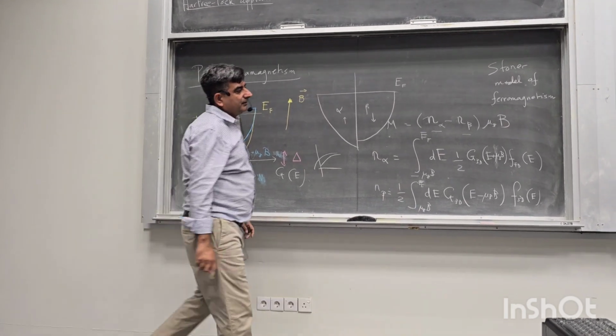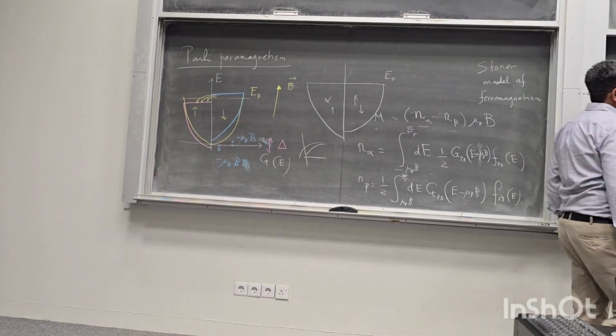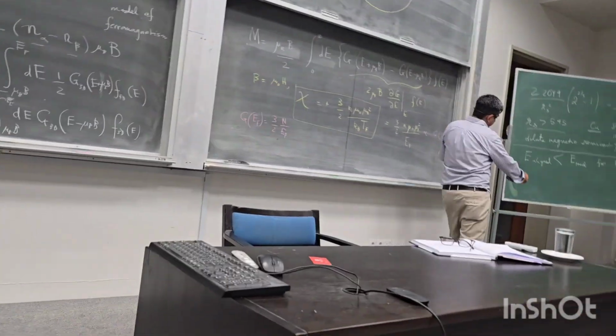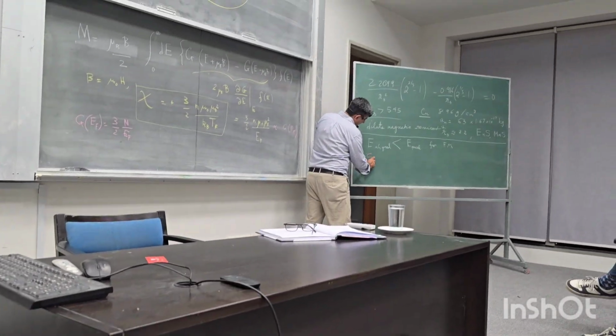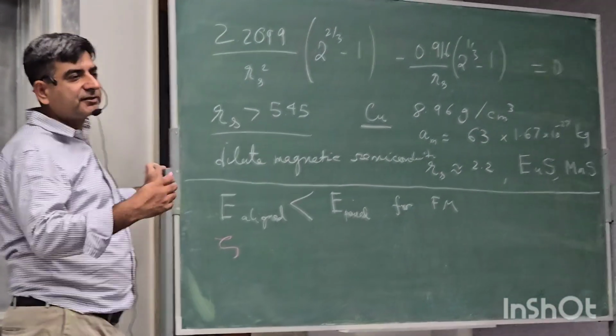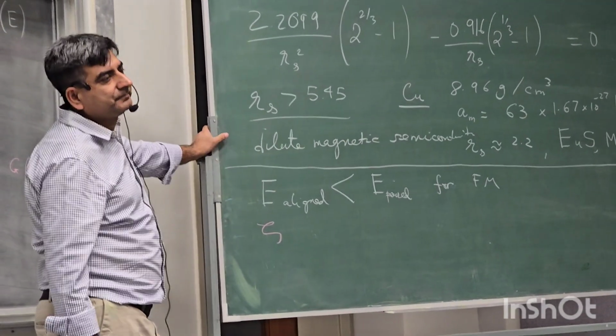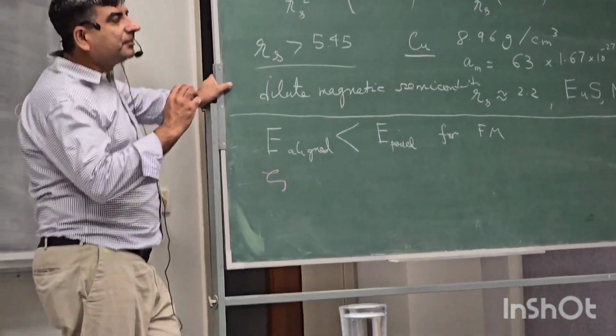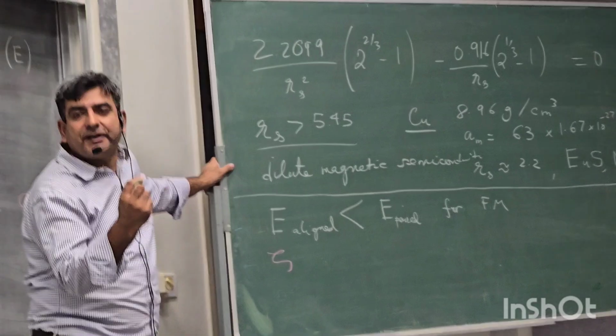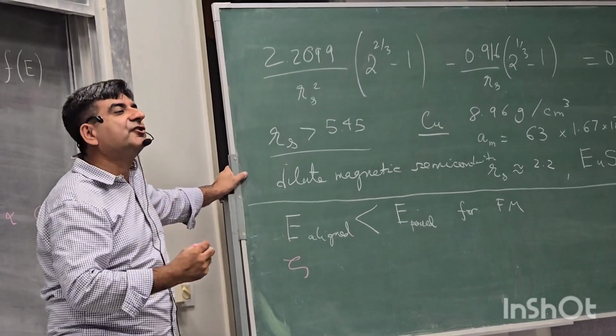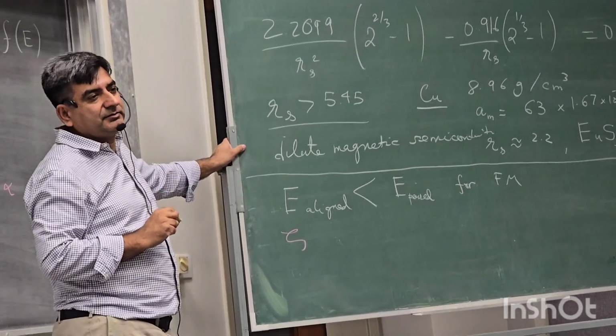You see, I can define a parameter, gamma. Okay, let's talk about Stoner. Let's begin talking about the Stoner model. Now, the Stoner model tells you why a material can be spontaneously ferromagnetic.